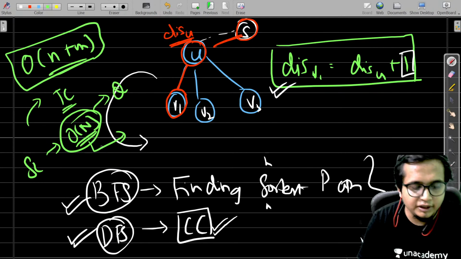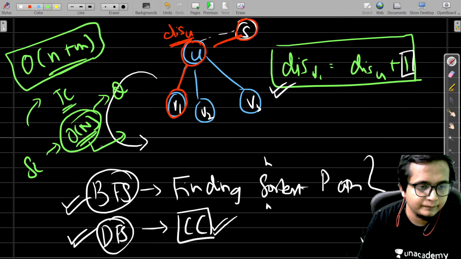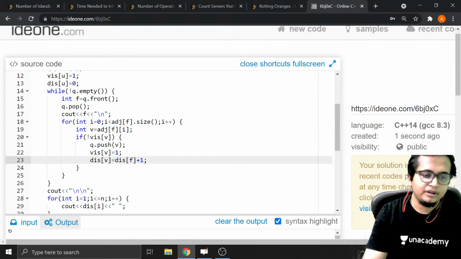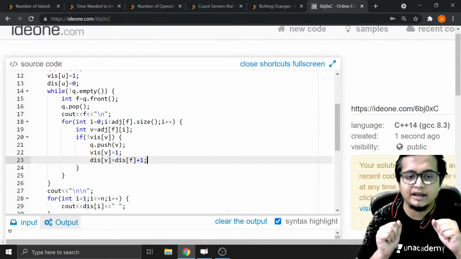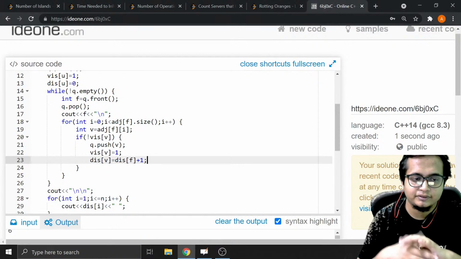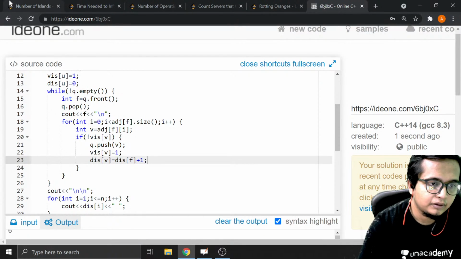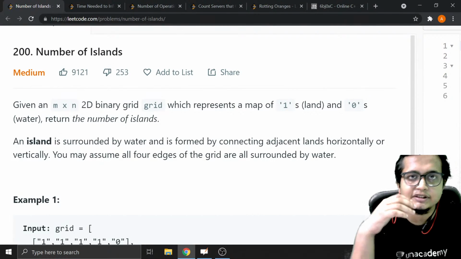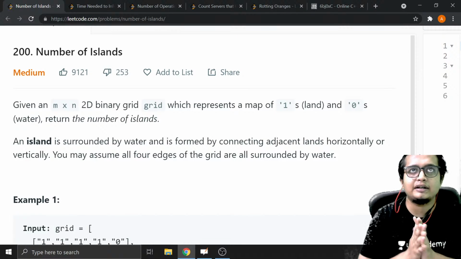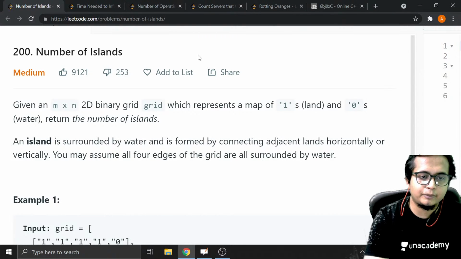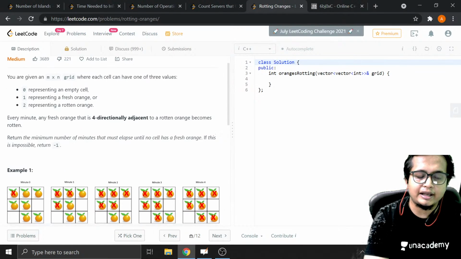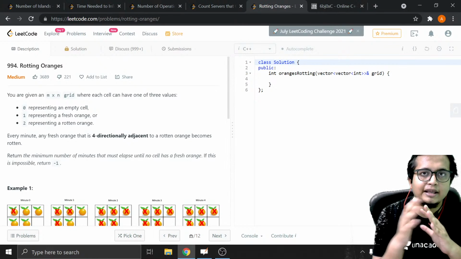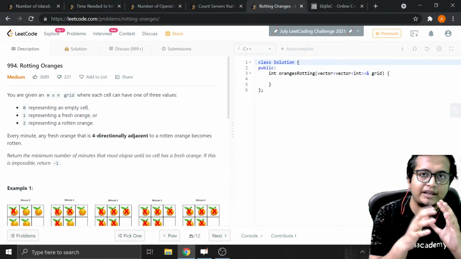Okay, let's move on to the next part. Let us quickly solve a few standard questions, and the next topic that we would be covering is multi-source BFS. The first question, let me zoom in, is number of islands. It is a very standard problem. Number of islands and rotting oranges are problems which are asked very frequently in companies like Amazon and Microsoft.